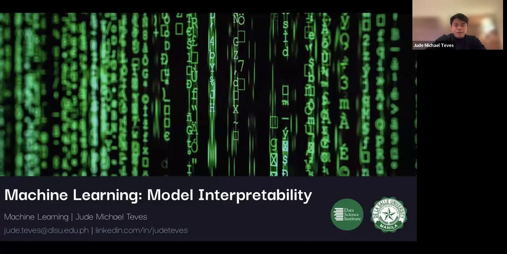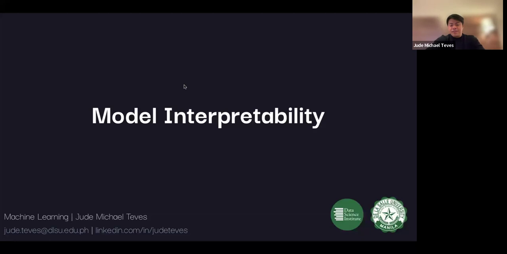Hello, everyone. So in this session, we'll be covering model interpretability. So let's start.